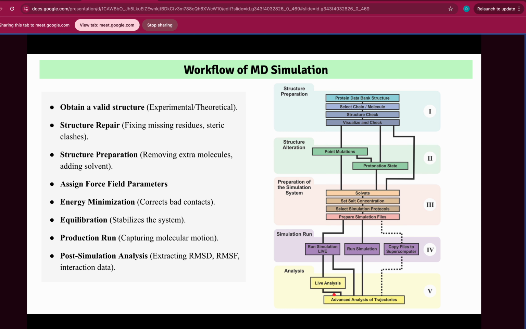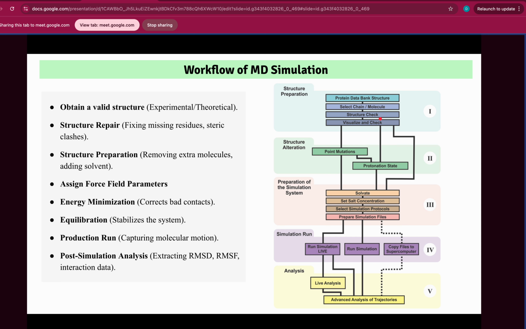Yeah, so this is also the flowchart which tells you what the different steps are. So firstly, structure preparation, in which we get the Protein Data Bank structure. You can also get the structure from experimental results. Then we select the chain or the molecule. So for example, if I have a protein which is a dimer, trimer or tetramer, in such a scenario I can select one particular chain.